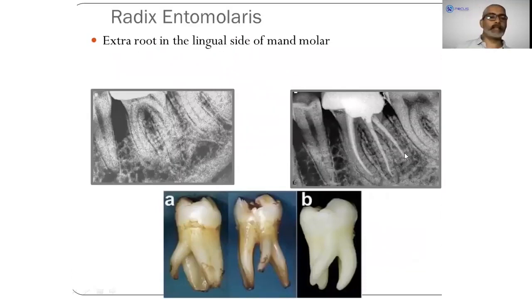What is radix entomolaris? Sometimes, rarely in the case of a mandibular molar, it's very rare, okay, you might get an extra root in the lingual side of the mandibular molar. Usually distolingually. See, this is how you see a radix entomolaris. Okay, so this can come as a picture question, so be careful about it.